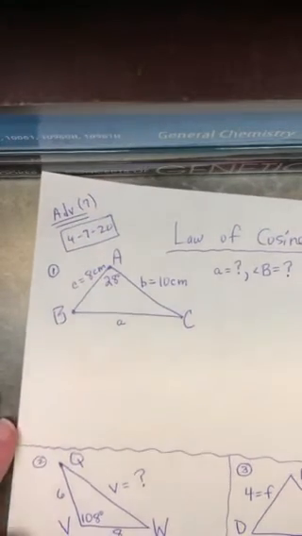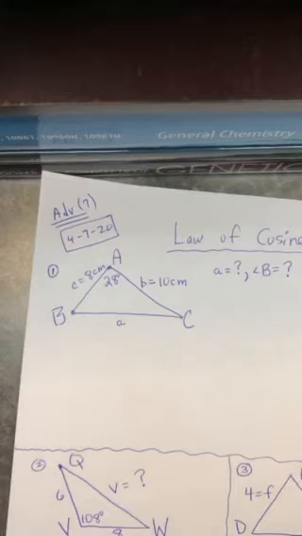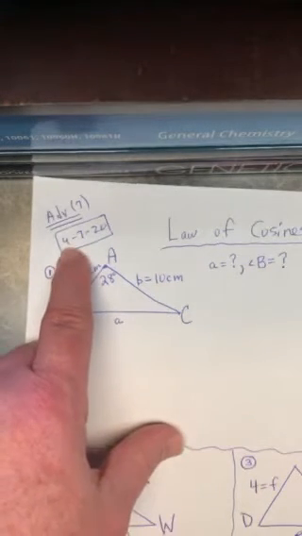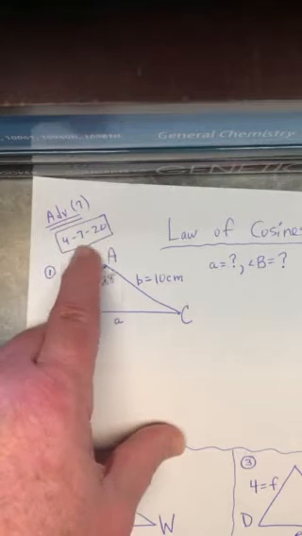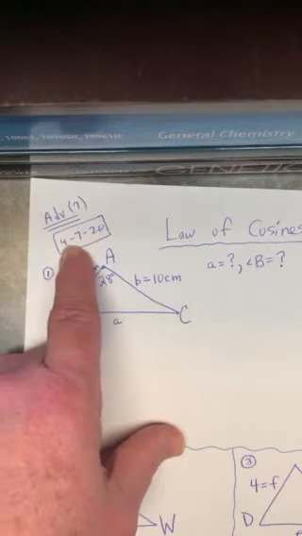Okay, guys, it is Advanced Math, Trig, Mod 7. Today is Tuesday, so the date is 4/7/20. Put 4/7/20 top left corner of your notes.